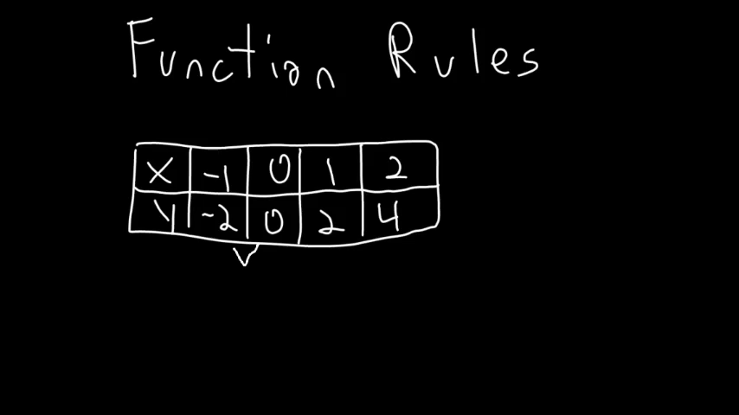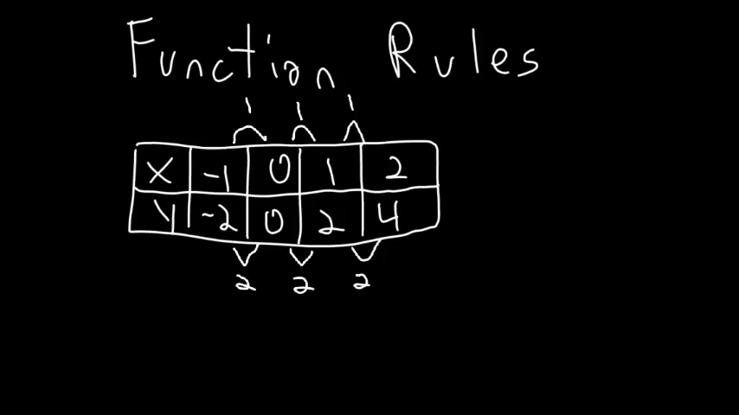So to get from -2 to 0, you're adding 2. To get from 0 to 2, you're adding 2. And to get from 2 to 4, you're adding 2. You do the same thing for your x's. To get from -1 to 0, you're adding 1. From 0 to 1, you're adding 1. And from 1 to 2, you're adding 1.